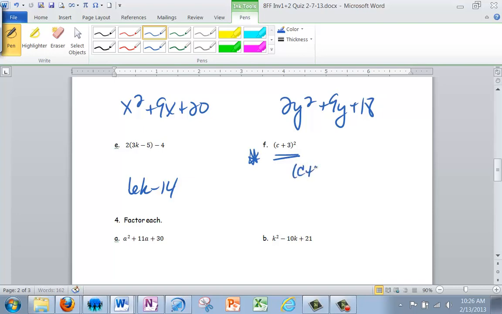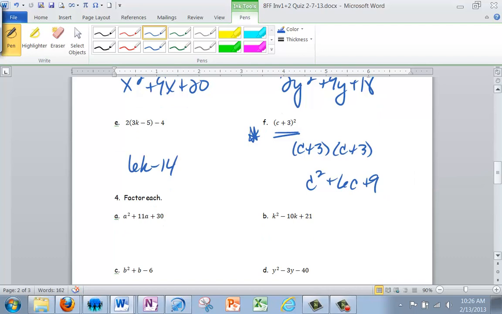Remember this is c plus 3 times c plus 3. Then you distribute, and it comes out to c squared plus 6c plus 9. So that's kind of an important one. I guarantee you'll see that on the unit test.